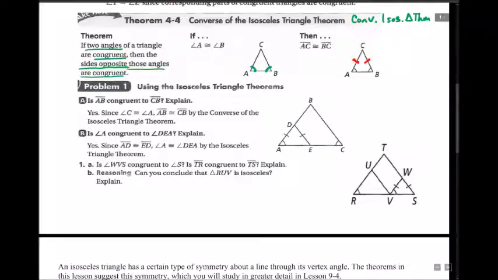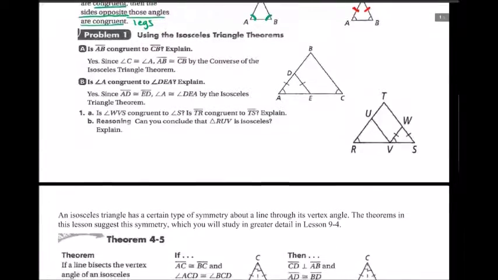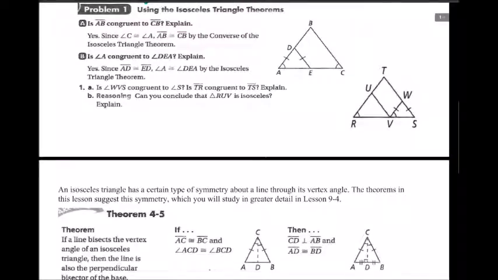So the two angles, these are our base angles, and then the sides opposite are going to be our legs. All right, so if you have two congruent angles, then the sides opposite those angles are going to be congruent. You automatically can mark that, justifying with the converse of the isosceles triangle theorem. So let's look at this in terms of problem solving.